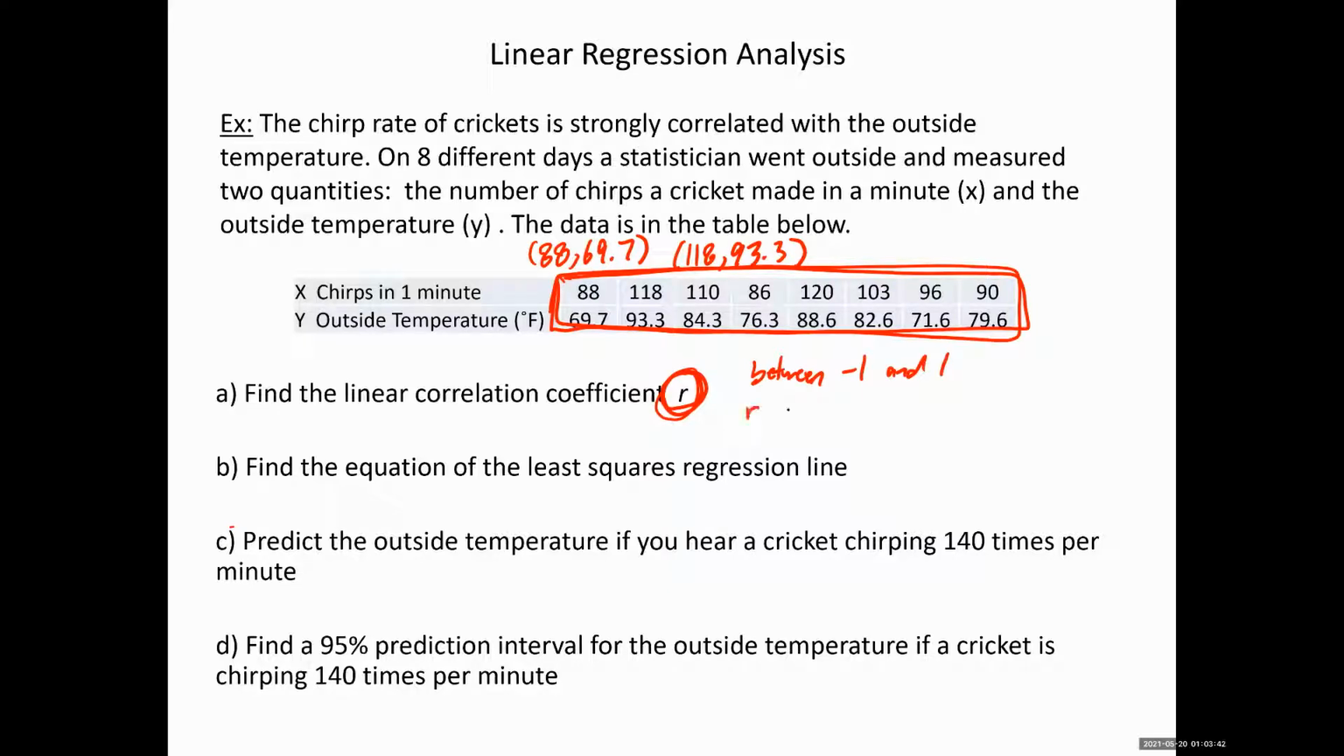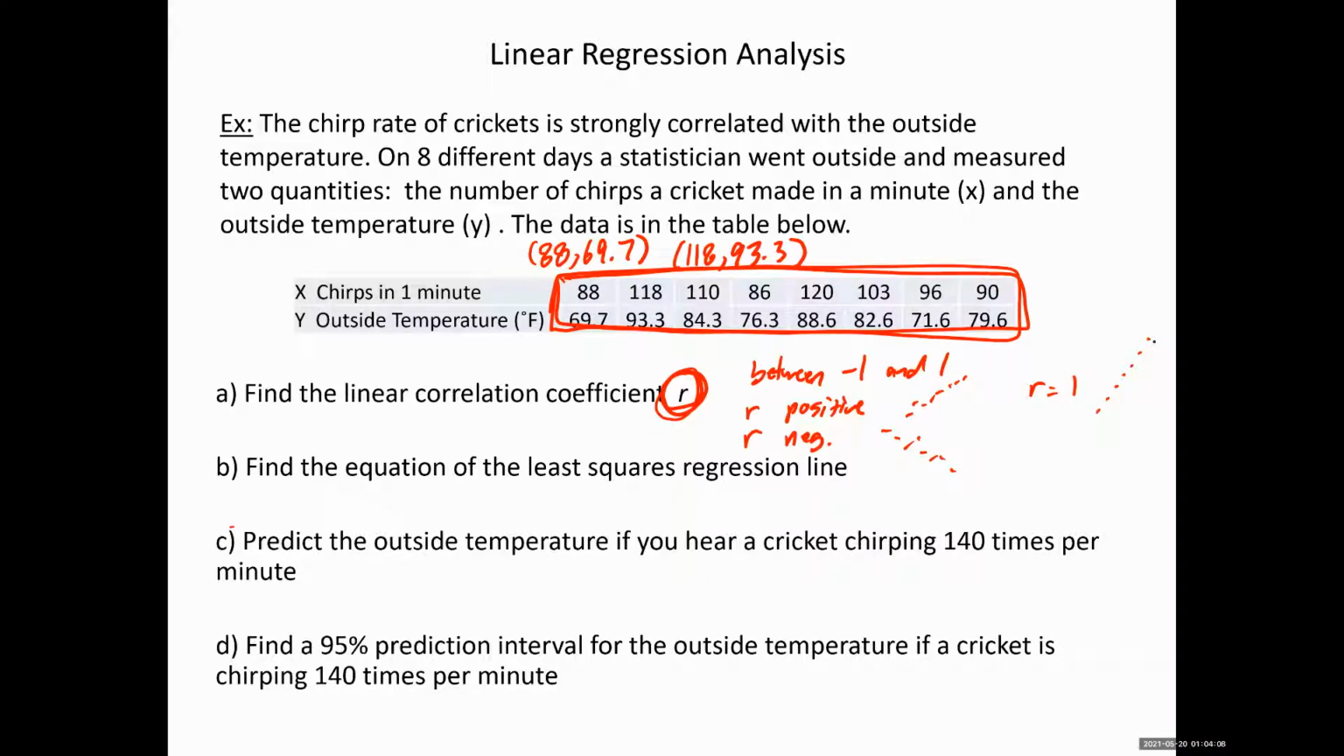If R is positive, then the data goes upward. If R is negative, then the data goes downward. If R is exactly 1, it's positive, so the dots are going to go upward. But if it's exactly 1, the dots are going to form a perfect straight line. They're going to be lined up, no scatter at all.